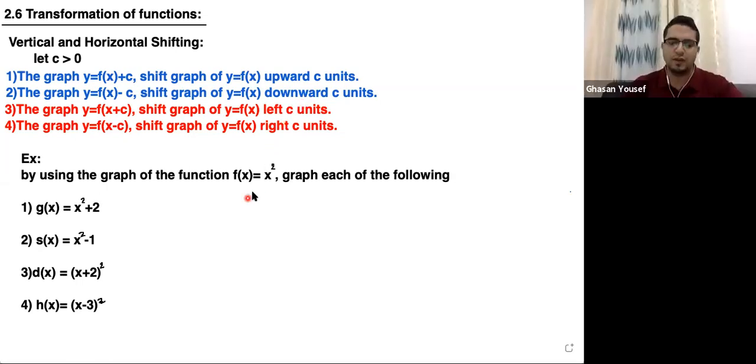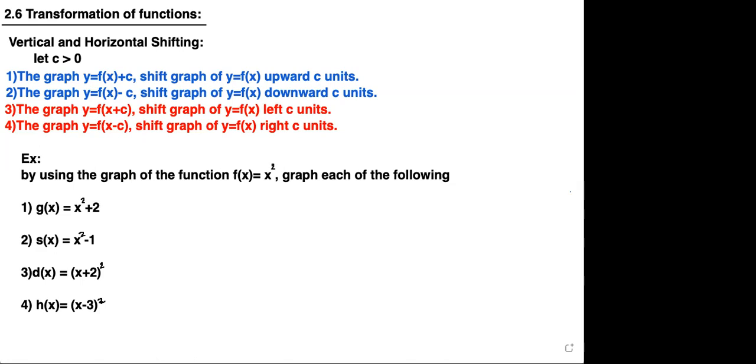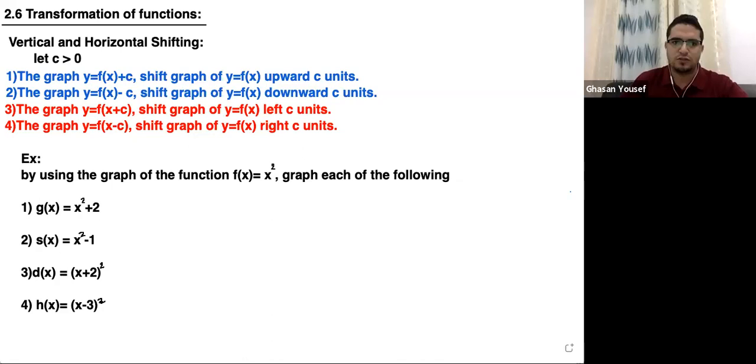Exactly. So we have to graph the original function, f of x equal x squared. Then we have to shift it upward c units. I mean, we have to shift it 2 units upward. So let me start doing the first one.